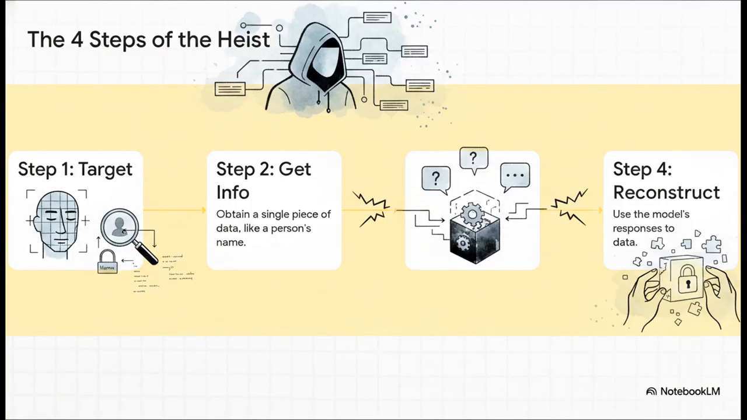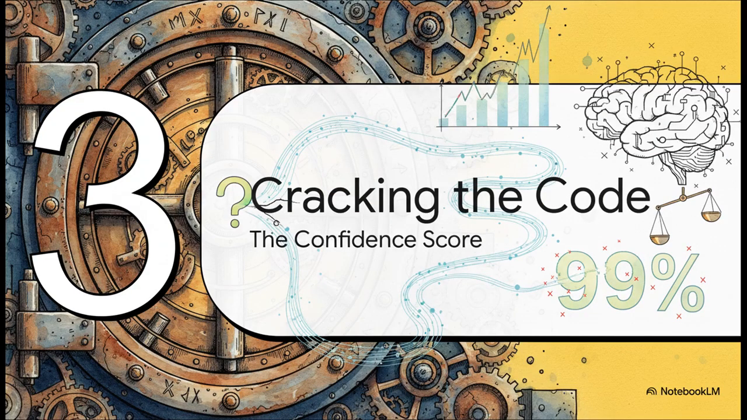Every good heist has a plan, right? Here's the 4-step playbook. Step 1, you pick your target. Let's say a public facial recognition model. Step 2, you get your hands on just one tiny piece of information that's already out there, like someone's name. Step 3, this is the clever part. You start poking the model with very specific queries. It's kind of like playing a game of hot or cold. And finally, step 4. You take all the AI's responses and use them to put the puzzle together and reconstruct that secret data.